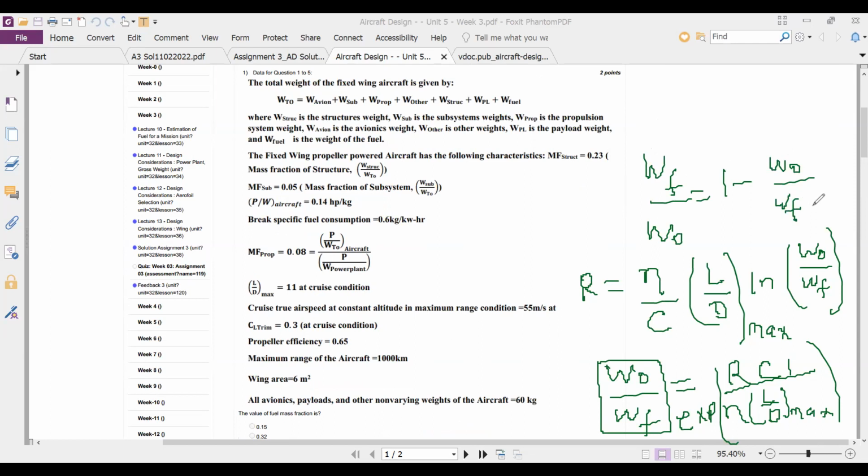Maybe some people might not understand where this came from. Anyone who knows would like to answer? Sir, which thing, the range formula or this fuel fraction?